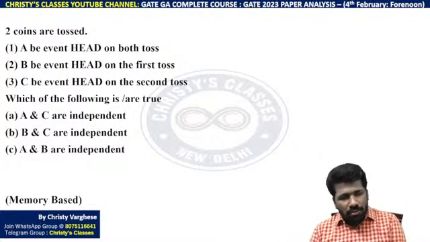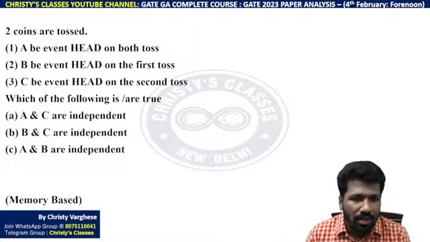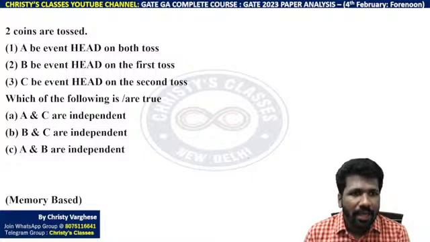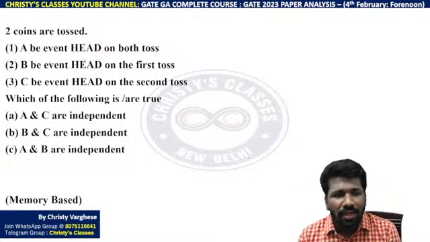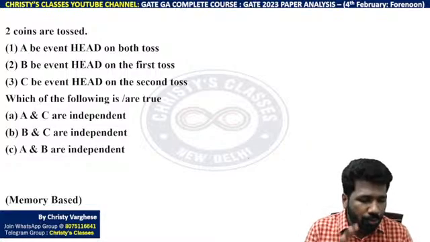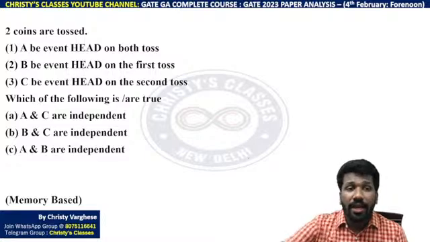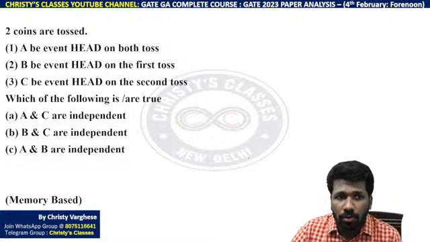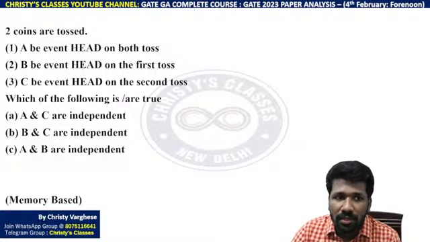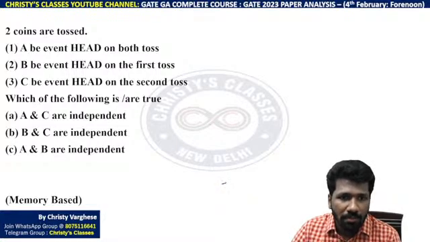Two coins are tossed simultaneously. That may be mentioned, we can just assume simultaneously. A be the event of getting head on both tosses. That is the meaning. So A be the event of getting head on both tosses, so दोनों tosses में head आने का chance. B be the event of head on first toss. That means second toss can be anything. C be the event head on second toss.